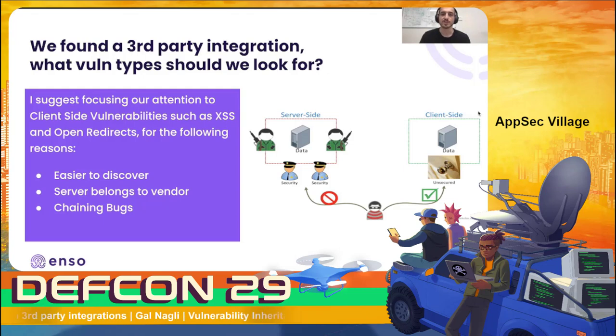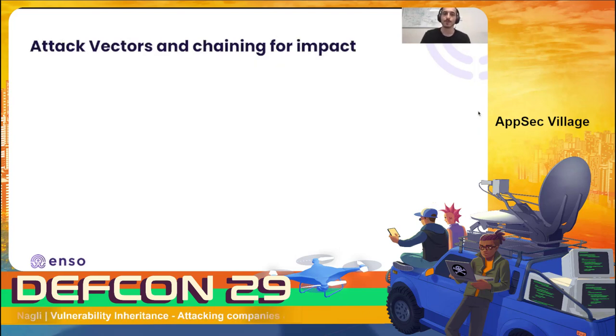The third point will be chaining bugs. So we want to find the small bug that will help us have greater impact on the target we are hunting. So let's look at the attack vectors and chaining for impact.